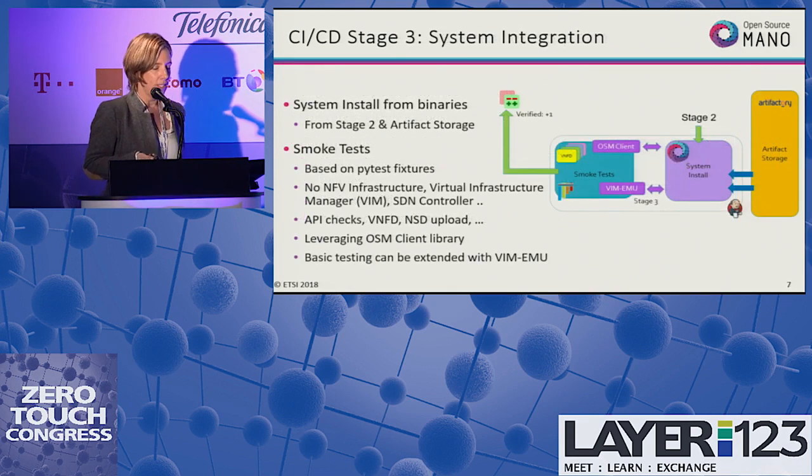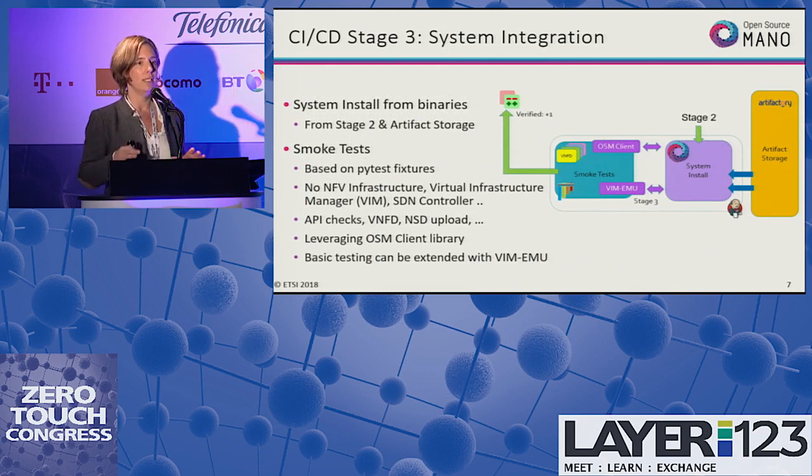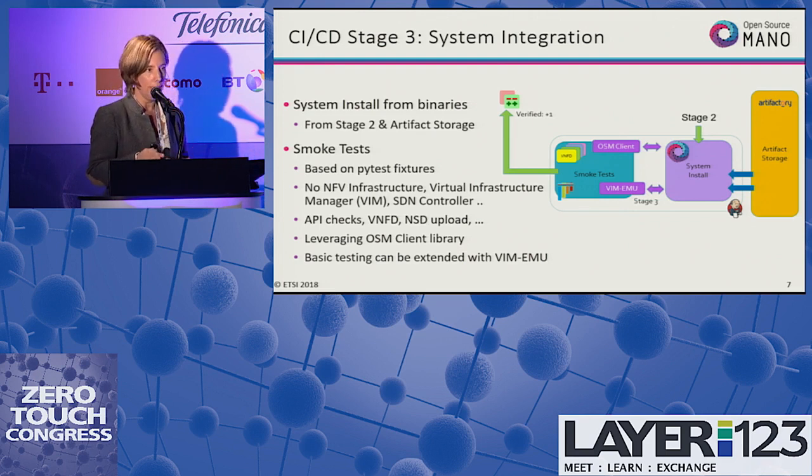Stage 3 is about system integration. We have built some modules, the impacted ones. Now what we need to do is to install the full system. We're going to take the modules that we just built from the previous stage, and the modules that we didn't build because they were not impacted, we're going to take them from Artifactory, from the artifact storage, and we'll take those coming out from the latest successful build. With all that, we make a full installation of OSM automatically, and we're ready for smoke testing.